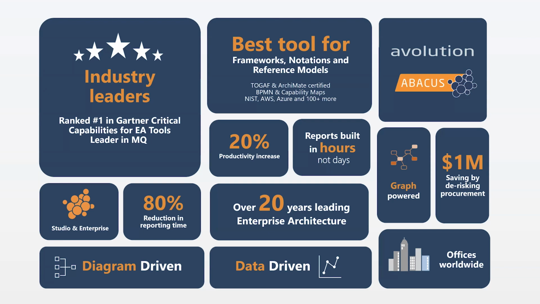We're also graph powered. So what that really means is that it's a fully flexible model. So we can make any of the changes and you as end users can make any changes. And really that's going to be supported by the fact that we have offices worldwide as well. So we can help support you through our services team, our support team globally. So that's Avolution and ABACUS.